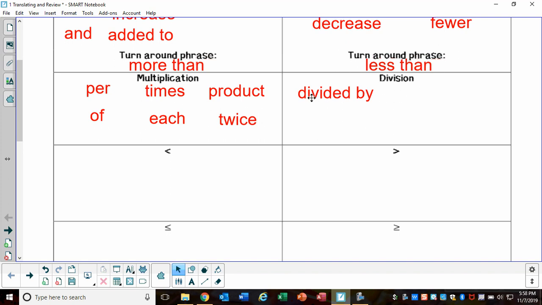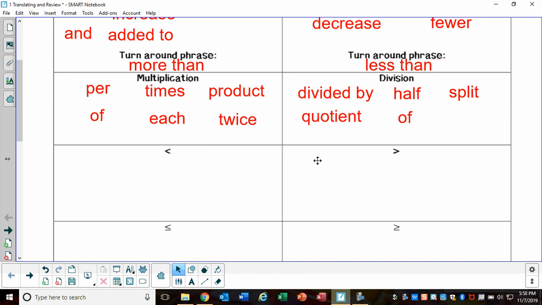Division, there's a couple words. Divided by, split, half means to divide by 2. Quotient, and what else? What is this one? And of. Okay?